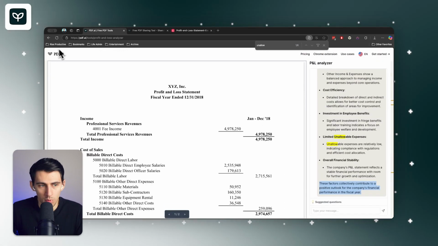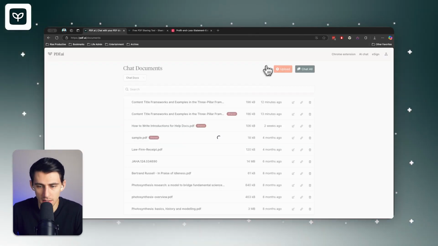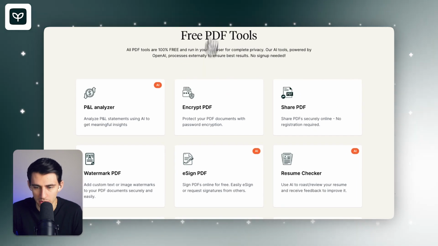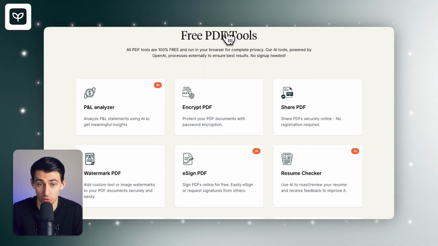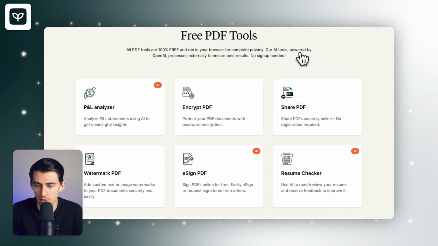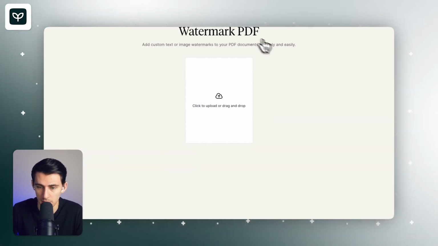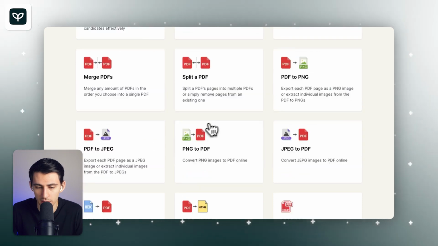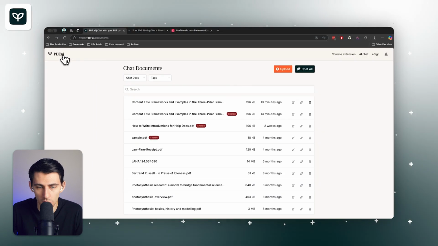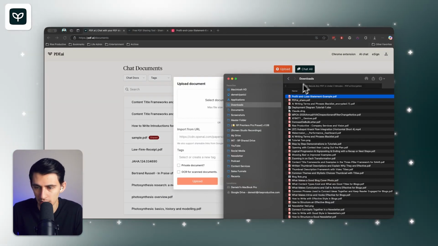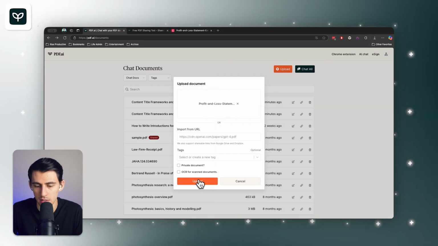Awesome. So what's great about this too is obviously that I interacted with the free tools, but it's not the only free tool we have here. We have a bunch of different tools like encrypt PDF. So if you want to encrypt the P&L before you analyze it, you have share PDF, you have watermark PDF as well. It's good for keeping things secure. E-signs, resume checkers, merging, and much more. But the core crux of our product is that you could actually upload any PDF you'd like via the tool and/or the Chrome extension.